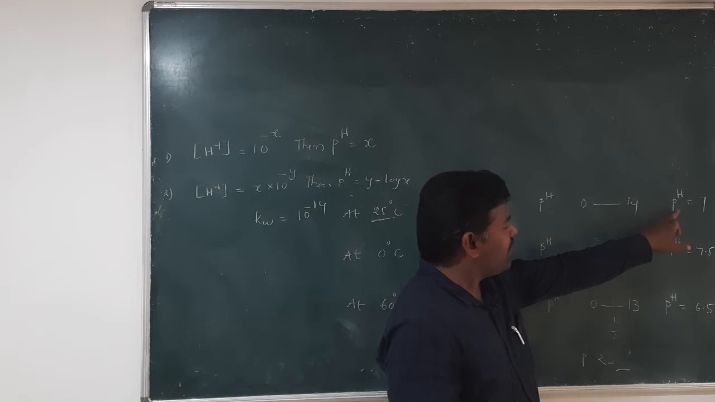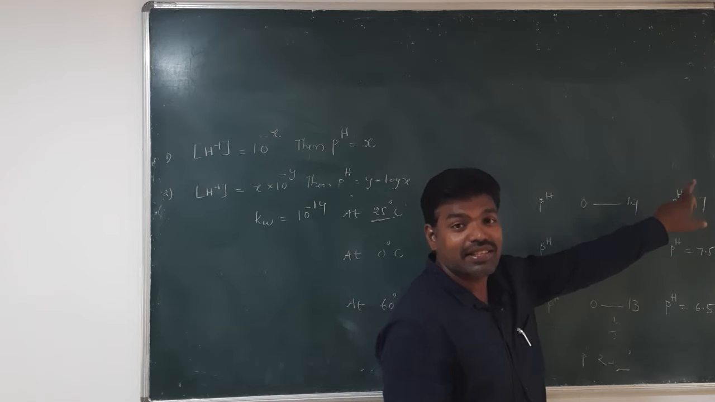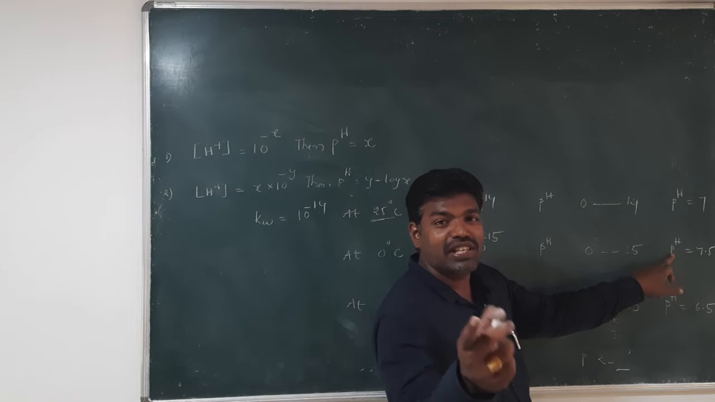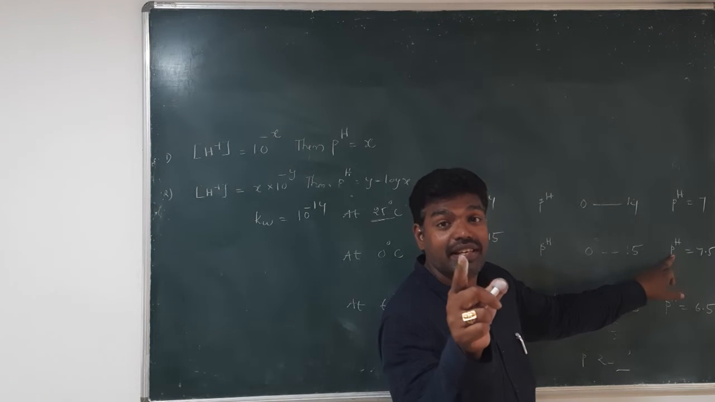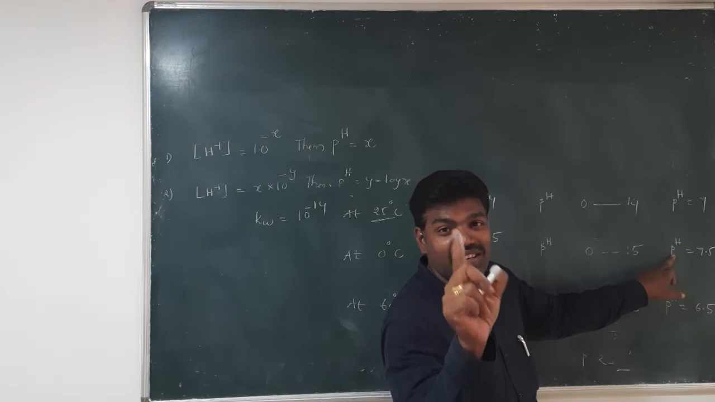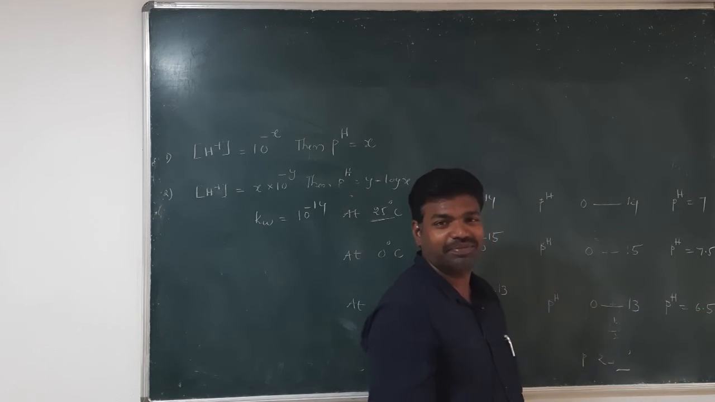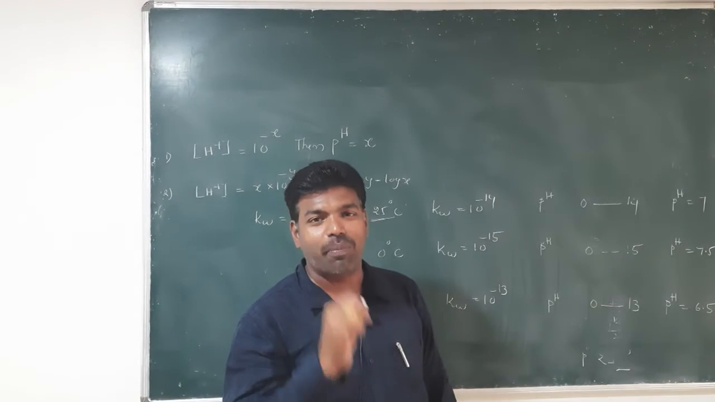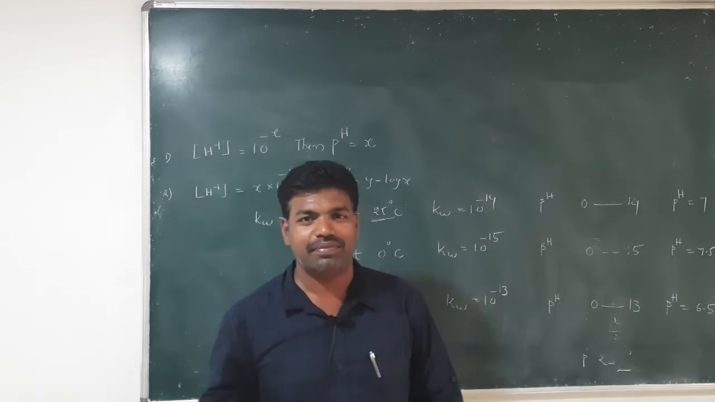For 25 degree centigrade, neutral solution has pH 7. At 0 degree centigrade, neutral solution has pH 7.5. At 60 degree centigrade, neutral solution has the pH 6.5. Right? You should keep these points in your mind. Now we shall do some problems.